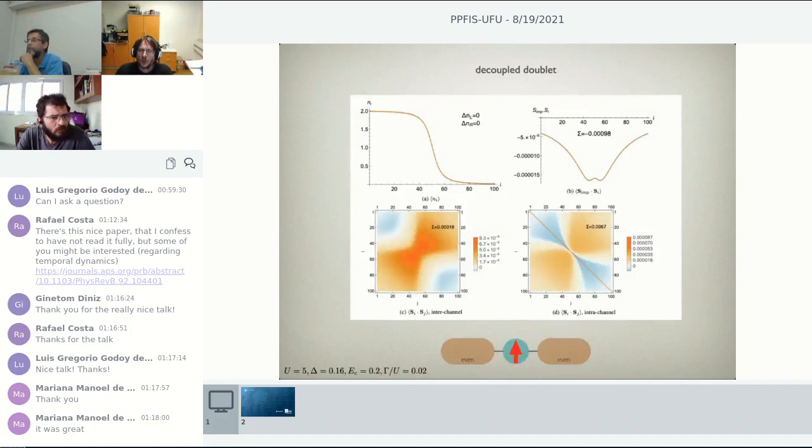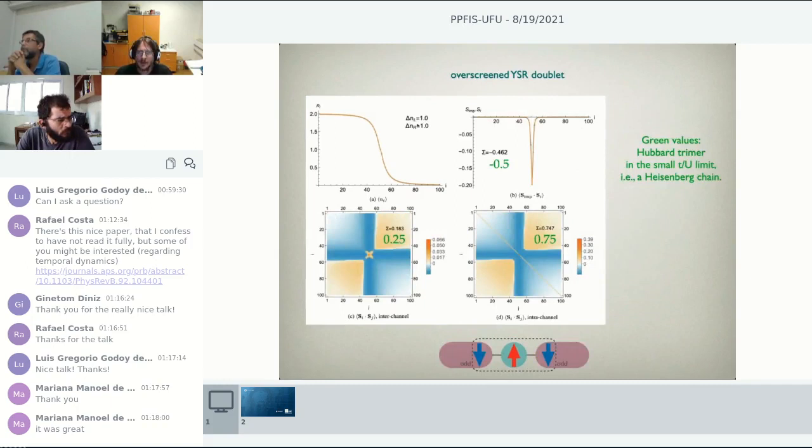And so this is the regular doublet state, which is obtained when we tune the system to even number of electrons in the superconductors. So you see here the spin-spin correlations are very weak. So basically, indeed, we can really say that this is a decoupled doublet state. But then we can, for instance, do this kind of tuning. So we tune both of the quantum dots to have an extra electron in them. And indeed, in this case, we obtain spin-spin correlations for the ground state of the system, which actually do correspond to what you would expect for a Hubbard trimer in the limit of small t over U, which is exactly what we wanted to obtain for what is expected of an overscreened Shiba-Lucinow doublet.